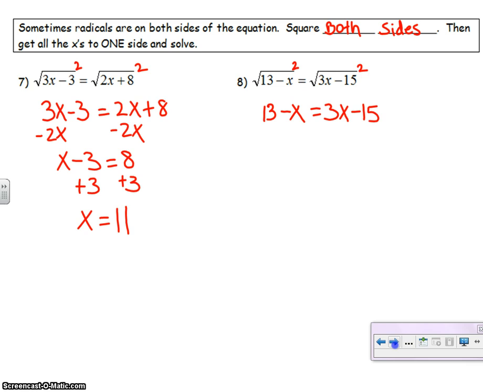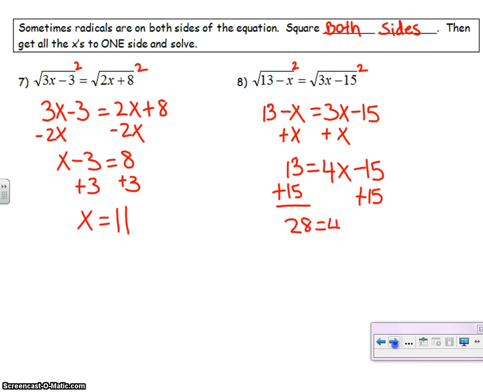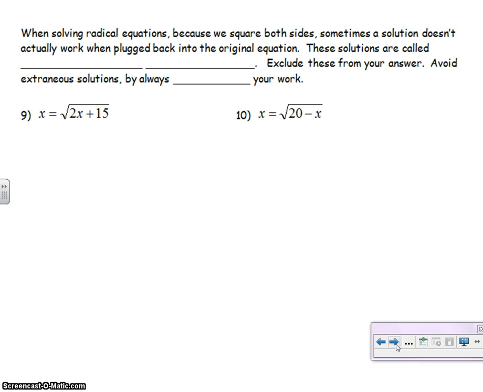It's probably going to be easier if we add x to both sides. And then we can add 15 and finish solving our equation. So we're left with x is equal to 7. Woohoo! Okay, let's try the last two, which are a little bit more complicated.